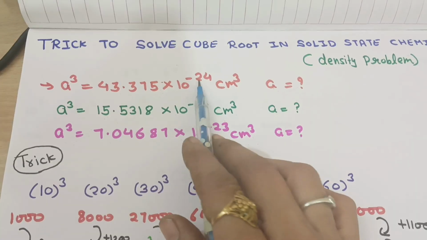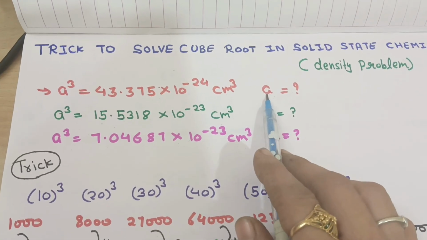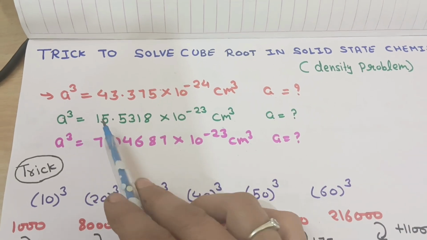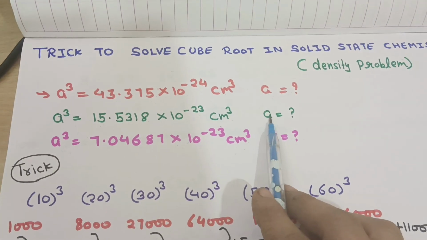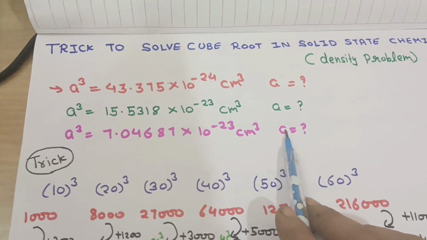43.375 into 10 to the power minus 24 cm cube. From this, we need to find the value of a. This is one more example. Here we have to find the value of a. This is one more example. We have to find the value of a.